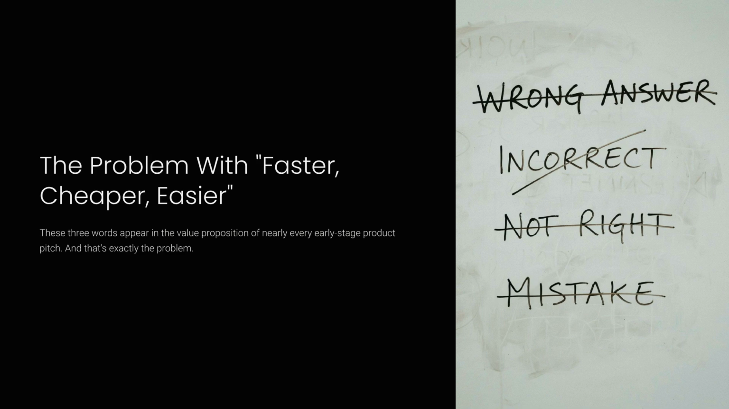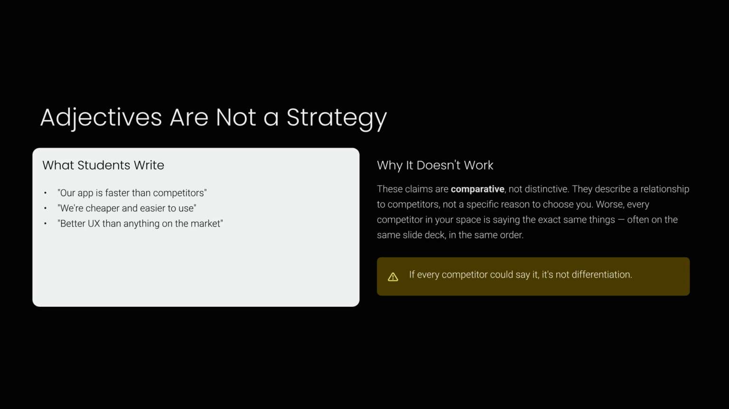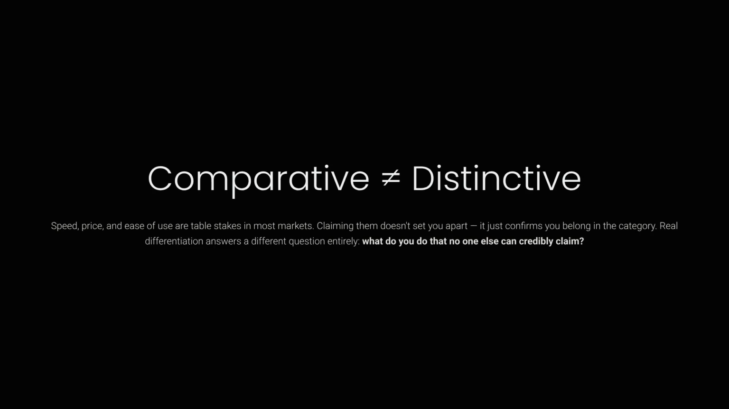The problem with phrases like faster, cheaper, or easier is that they appear in almost every early-stage product pitch. Relying on these words creates a weak value proposition that fails to distinguish you from your competitors. Adjectives are not a strategy. Claims like better UX or faster than competitors are comparative, not distinctive. If every competitor in your market can say the exact same thing, you haven't actually created any real differentiation. Remember, being comparative is not the same as being distinctive.